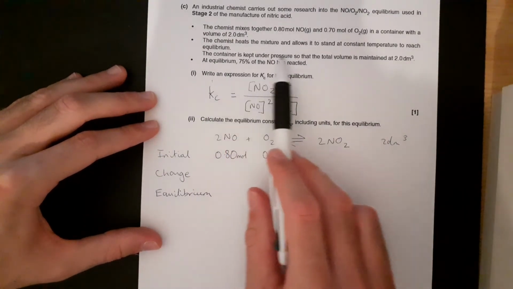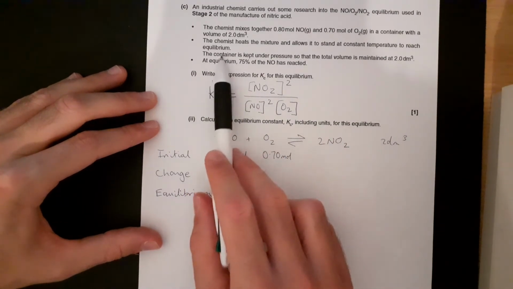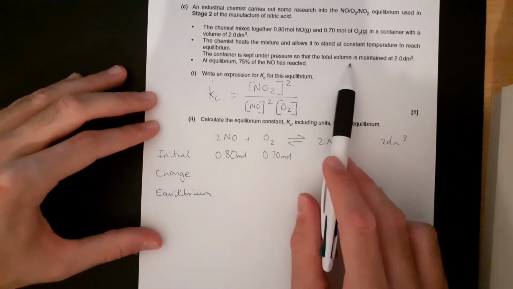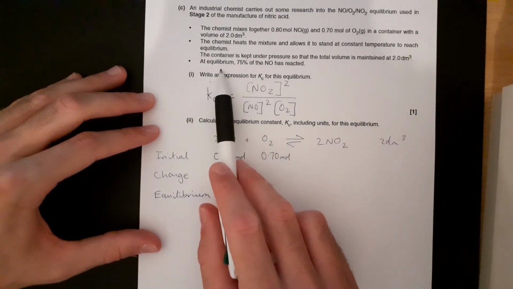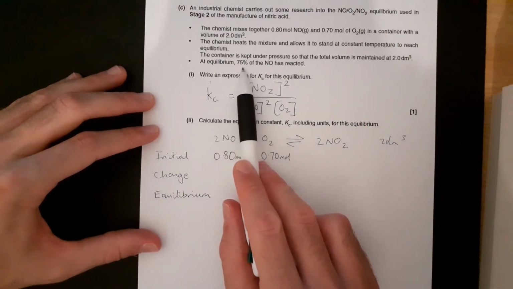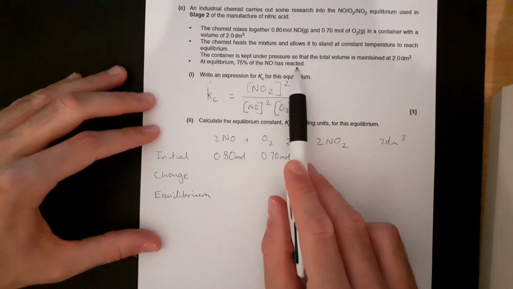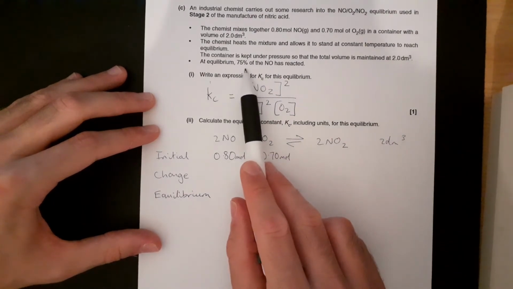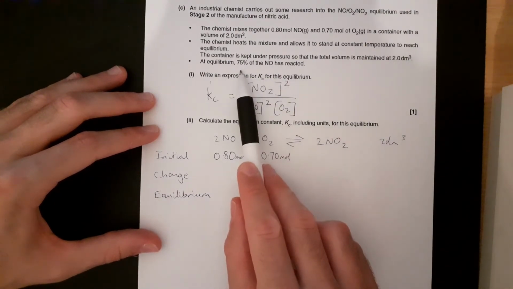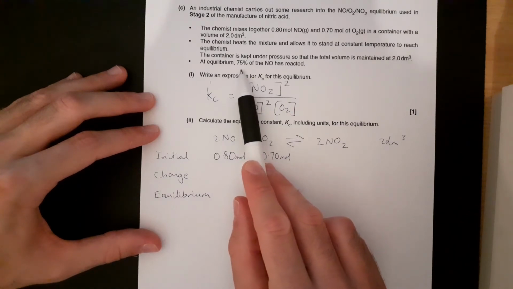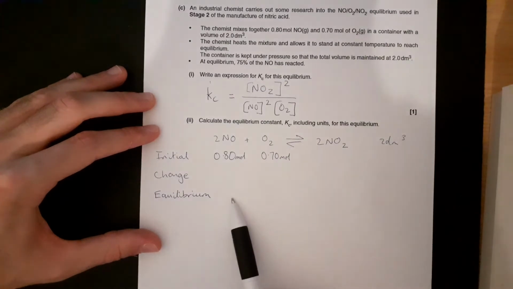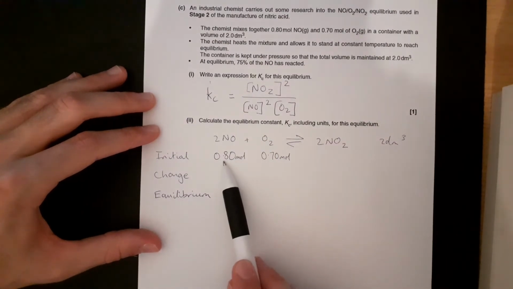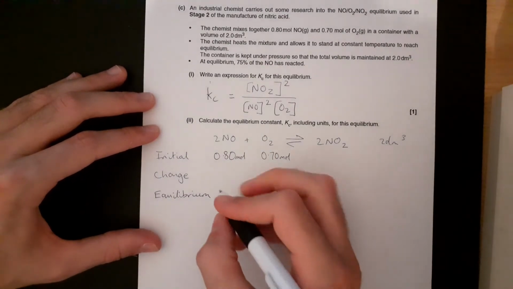Heats the mixture and allows it to stand at constant temperature. Okay, so it comes to equilibrium. It's kept under pressure, so the total volume stays the same. That's good, so we don't need to worry about that changing. And at equilibrium, 75% of the NO has reacted. So if we've reacted 75% of it, it means we're going to have 25% left at equilibrium. So the equilibrium amount of NO is going to be 25% of 0.8. So that's going to be 0.2.